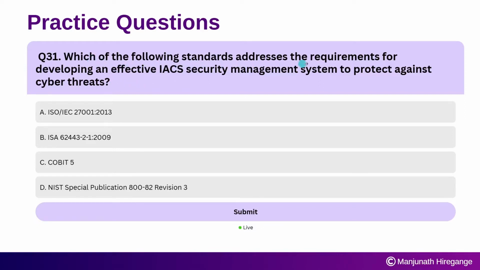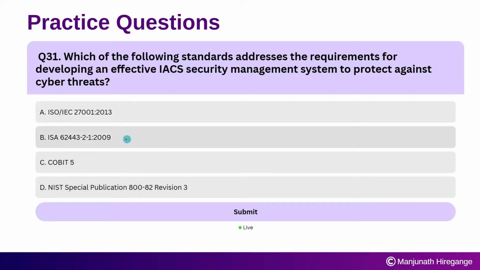Which of the following standards addresses the requirements for developing an effective IACS, Industrial Automation and Control System, Security Management System, to protect against cyber threats? The key terminology is IACS Security Management System, and which of the following standards addresses it, right? Your options are IEC 27001, 62443-2-1, COBIT 5, NIST Special Publication 800-82. So what is the right answer, guys?